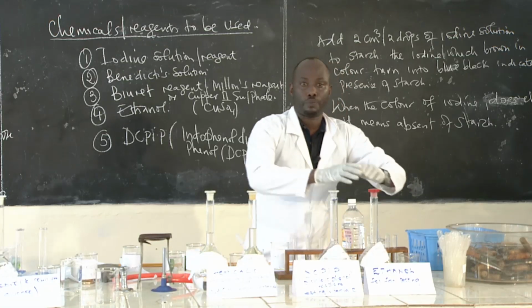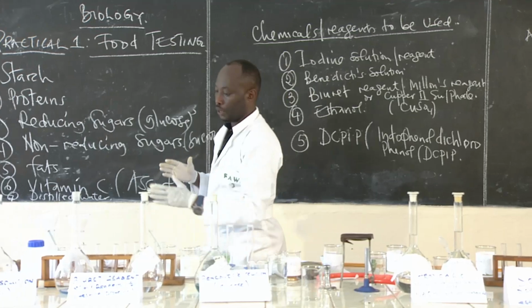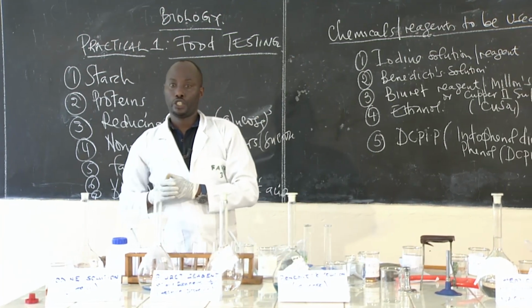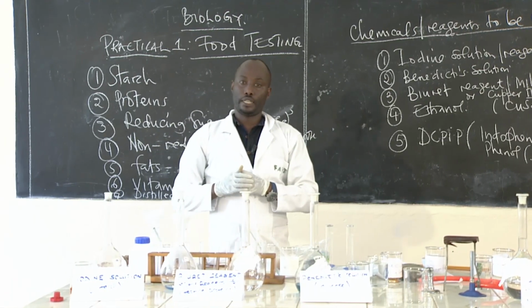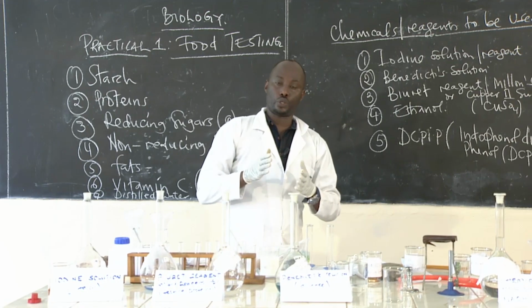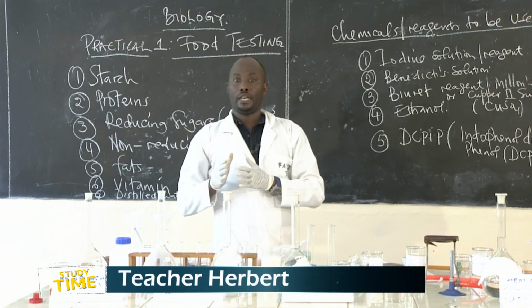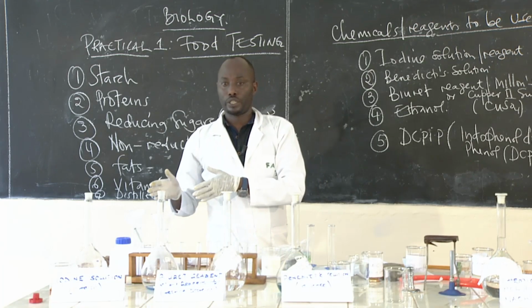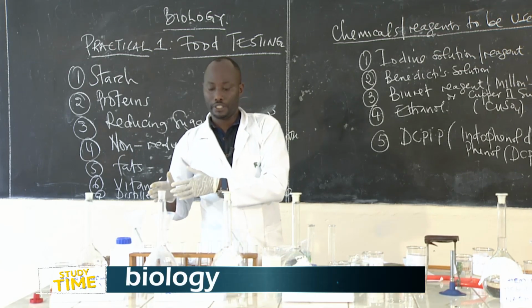So students, I think we have done testing for starch. We have seen that when you're testing starch, you use the iodine solution. We also saw that once the color of the iodine solution turns into blue-black, the food nutrient contains starch. We have done this using sweet potato. We have done it using the industry-prepared starch.